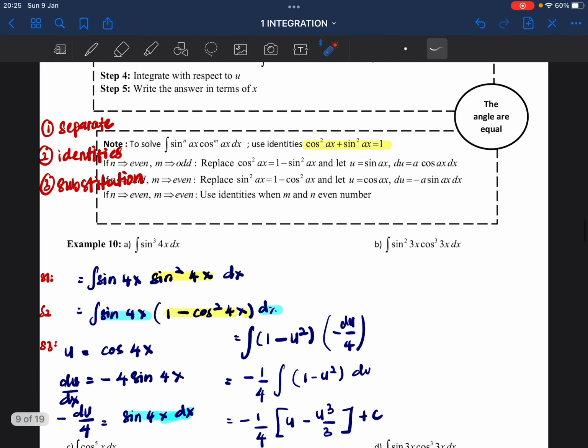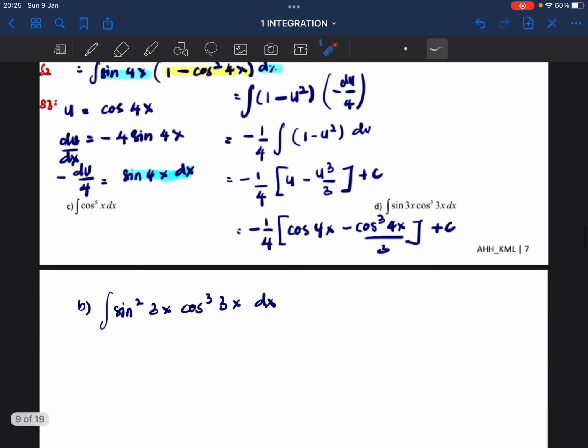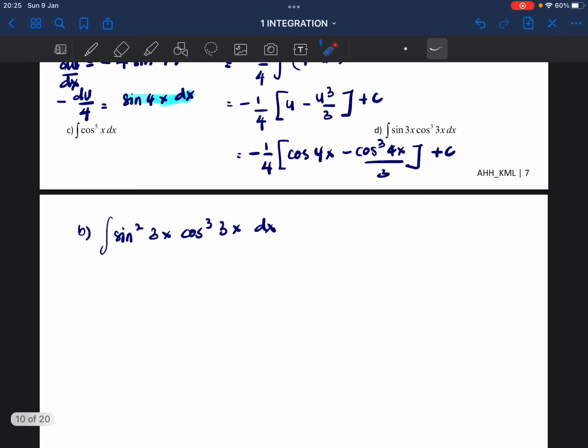The 3 steps here: separate, identities and substitution. So, which one are you going to separate? Is it sine square 3x or cos cube 3x? Okay, yang highest power yang kita akan separatekan. Okay, sebab yang kamu separatekan, yang kamu tukar, kamu kena tukarkan kepada identity.